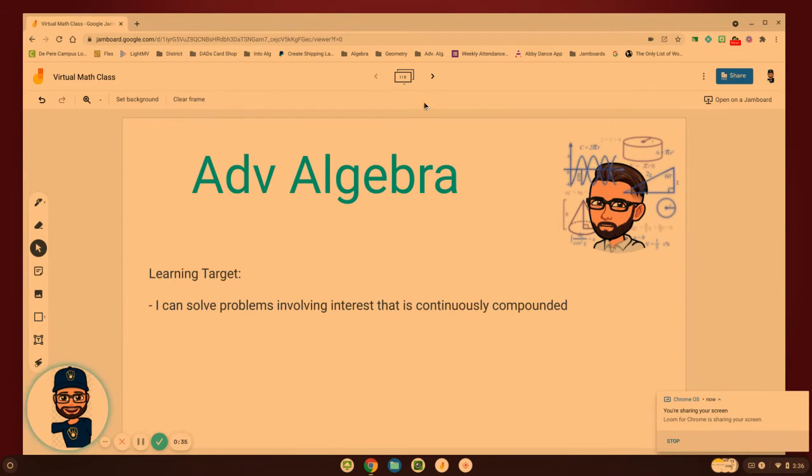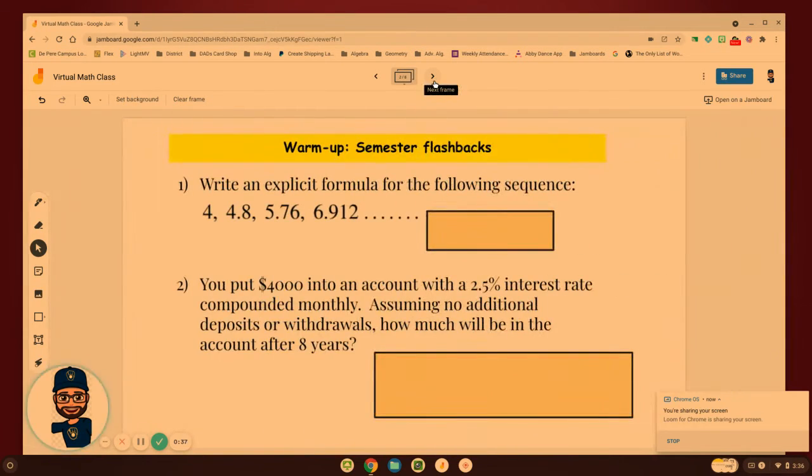So, continuously. Before we get there, I want you to pause here and see if you remember how to do number 1 and how to do number 2. Okay, number 1: write an explicit formula for the following sequence, where 4 is our first term, and then we go to 4.8, 5.76, 6.912. The first term, a sub 1, is 4, but then we have to find the common ratio. What is our common ratio?